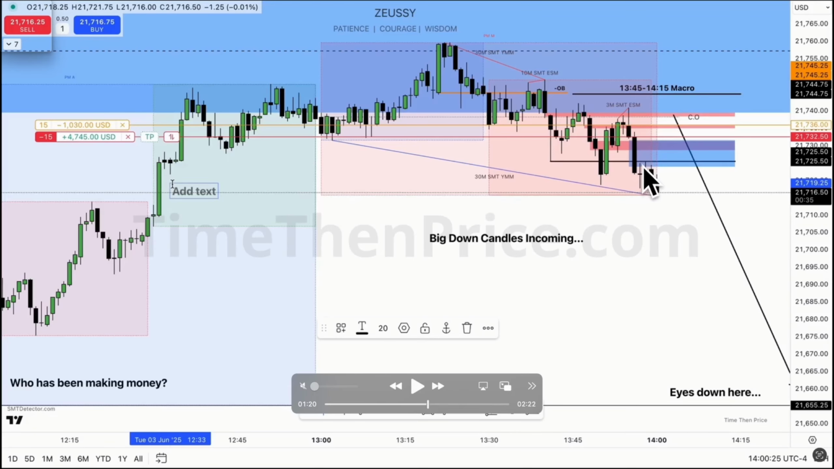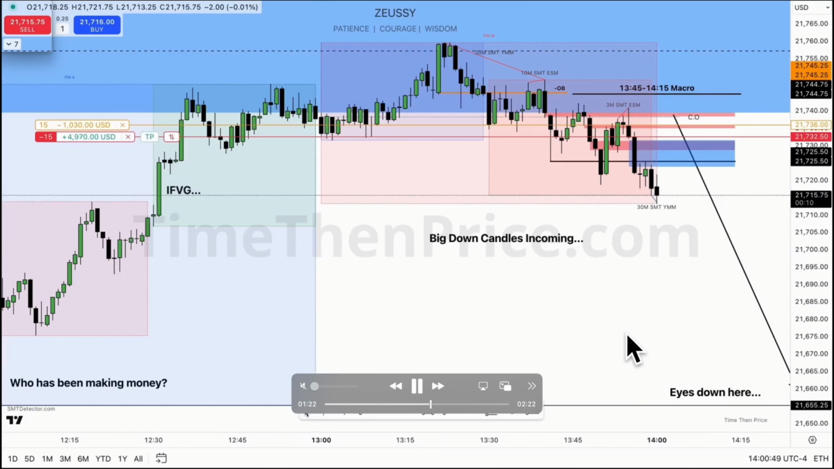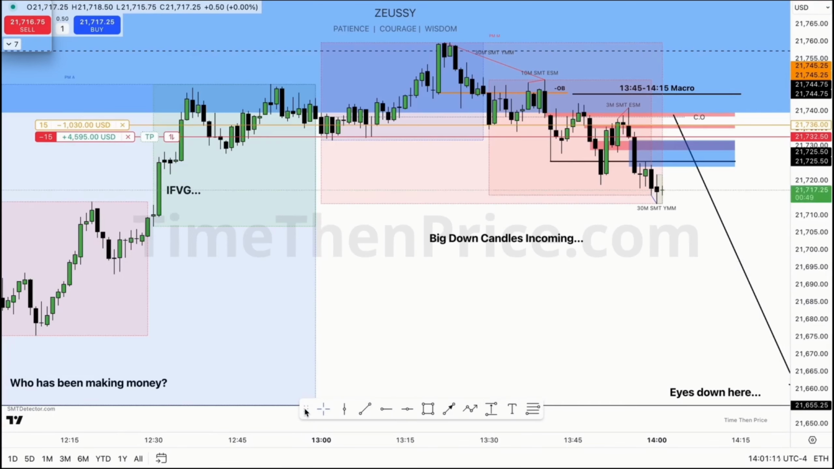And at this moment in time, when I see price retrace into this CB so perfectly, and I see it rejected with IOFET, where I see institutional order flow entry drill taking place, from that moment in time, I know that big down close candles are coming. When? 2 p.m. Because when you pay attention to the time, you can see that's now 2 p.m.